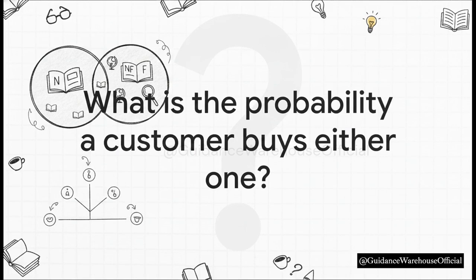I'm going to leave you with a final challenge to test out your new toolkit. Imagine a bookstore. The probability a customer buys a novel is 0.6. The probability they buy a nonfiction book is 0.4. And the probability they buy both is 0.2. So what is the exact probability that a customer buys either one?